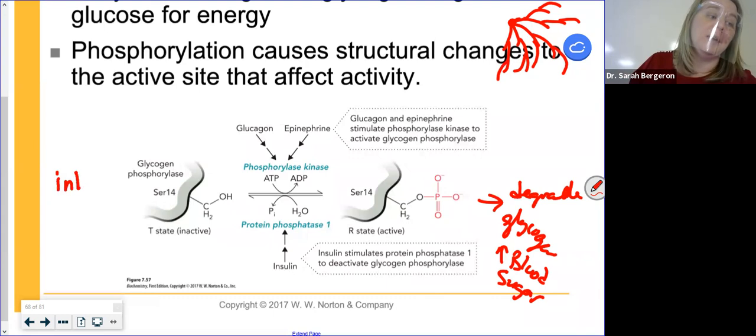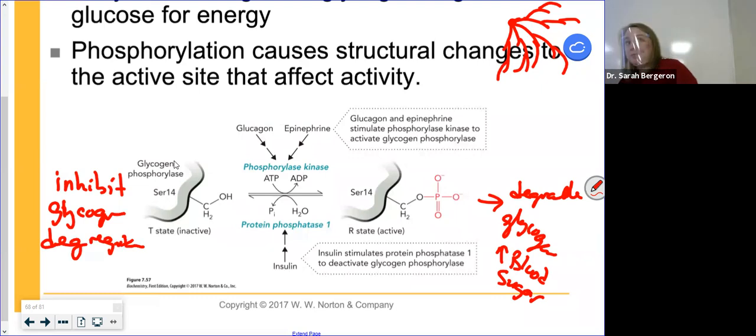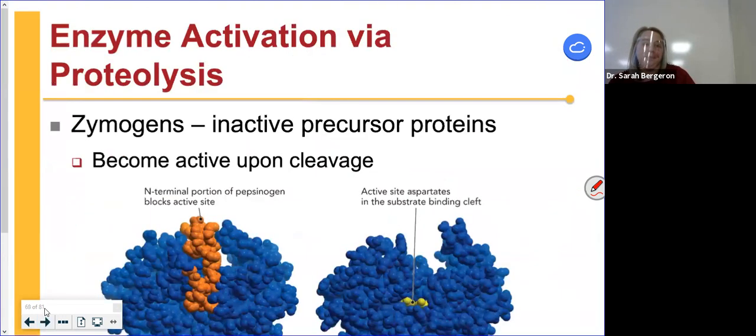You're going to inhibit glycogen, GLYs, degradation. And at the same time, which we don't show on this slide, you're actually going to activate glycogen synthesis, glycogen storage, right? So at the same time, you have one up, the other's down. But that's really, really important, glycogen.